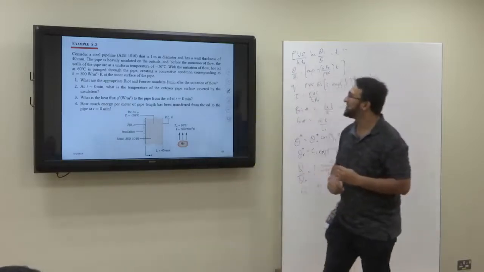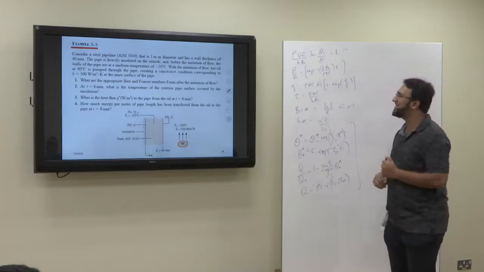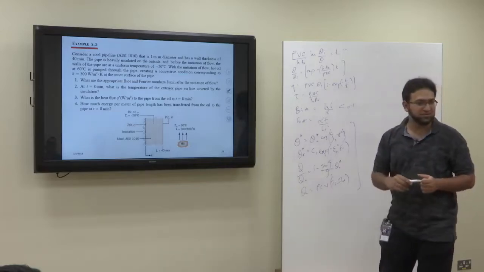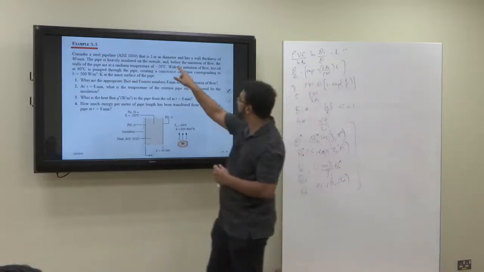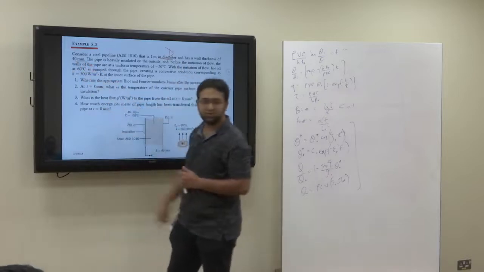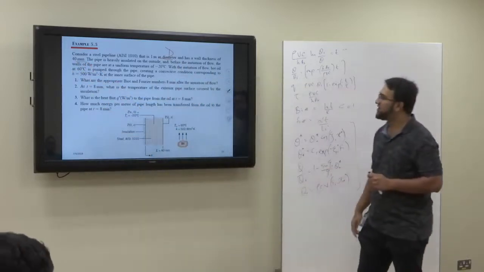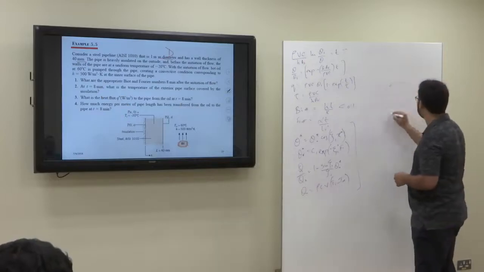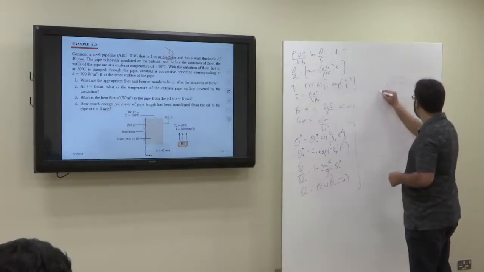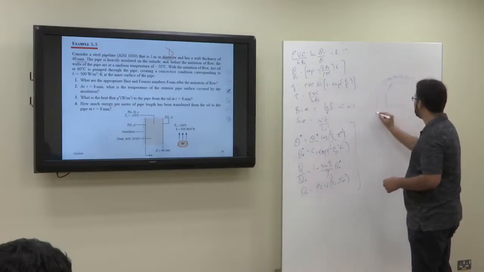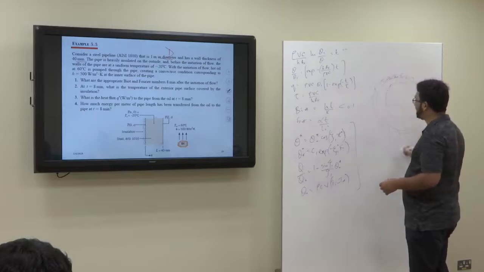So consider an AISI steel pipe that is 1 meter in diameter and has a wall thickness of 40 millimeter. That's the diameter, and that's the wall thickness, 40 millimeter. The pipe is heavily insulated on the outside. So we have this as our pipe, heavily insulated on the outside, so here we have insulation.